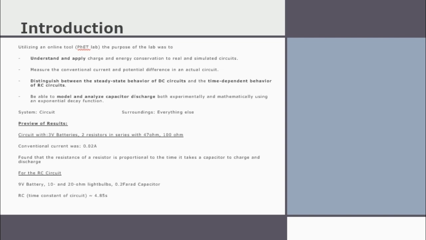So I used two 1.5 volt batteries set up with two resistors, 47 ohms and 100 ohms, in series, and I found the conventional current to be around 0.02 amps. For RC circuits, I used a 9 volt battery, 10 and 20 ohm light bulbs, and a 0.2 farad capacitor.